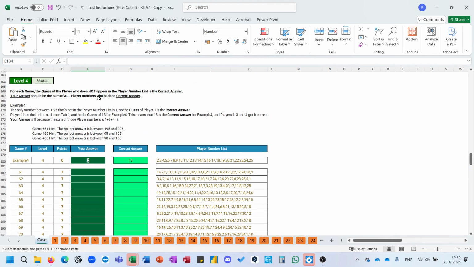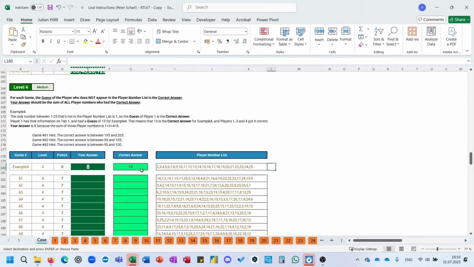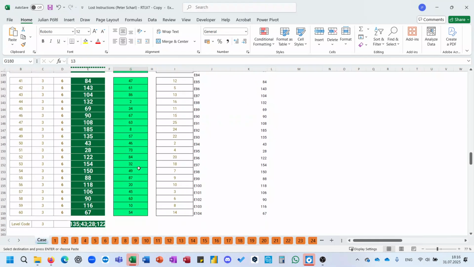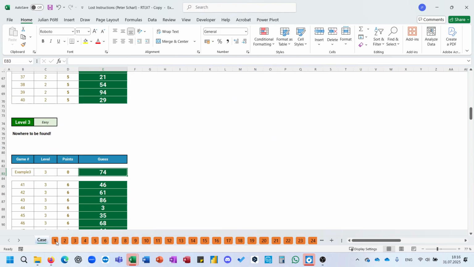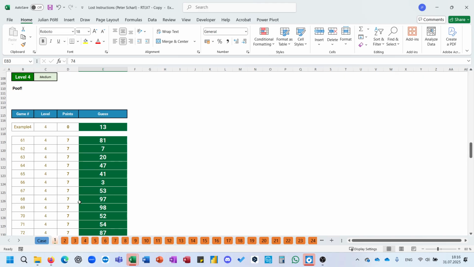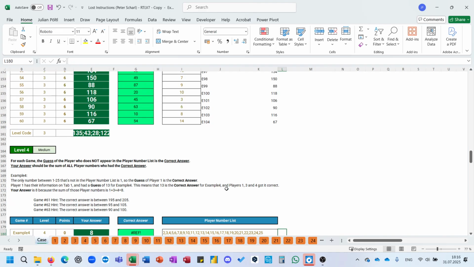Here you should include one player who is not in the list, and you should use his answer for guessing the correct answer. So we will get a REF error, and I also need here first the E values. In this case, it's level 4. Level 4 is starting in E117.